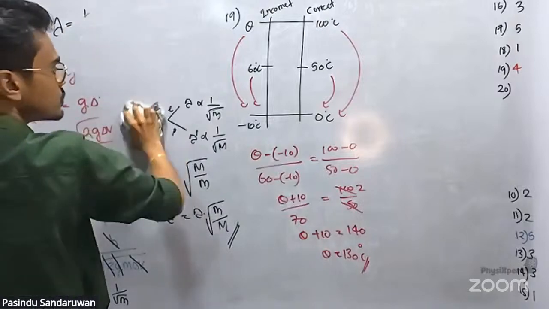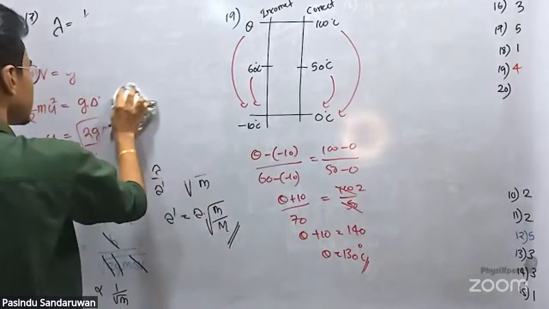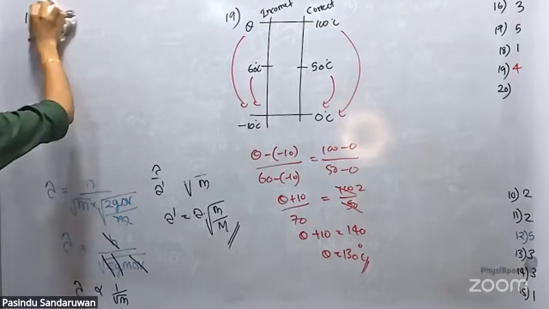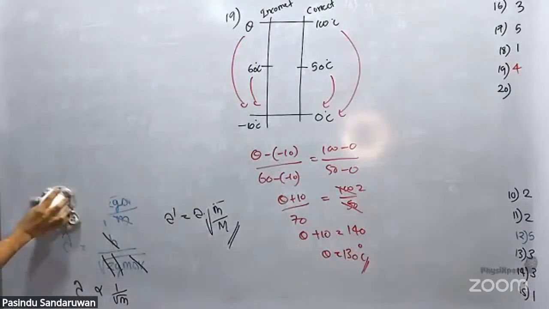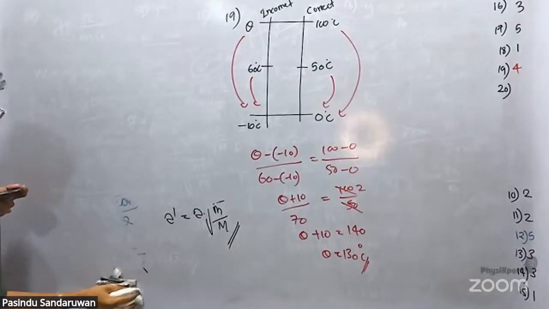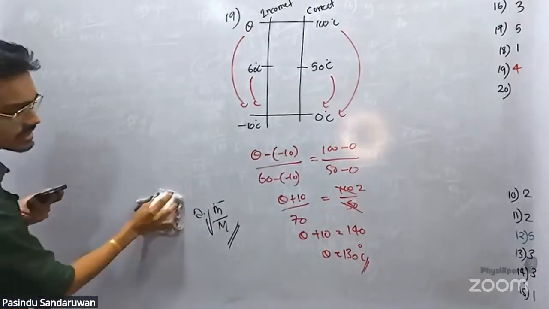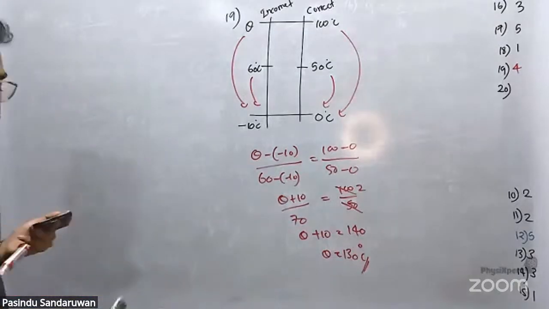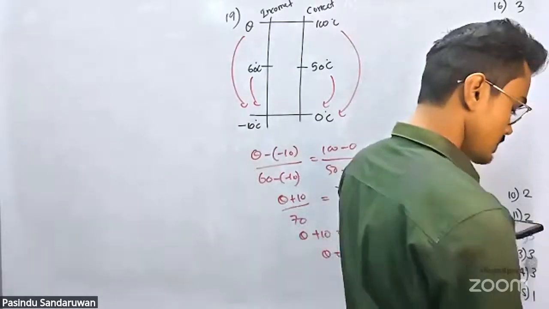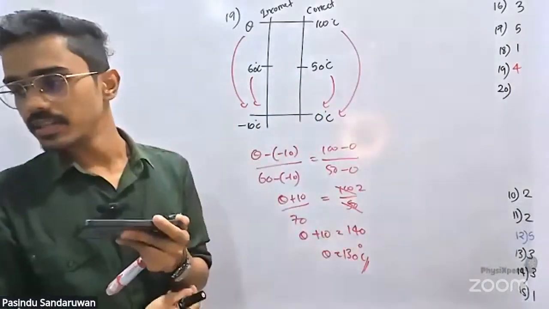So when it comes to incorrect thermometers like this, there's nothing to think. If you know the equation, if you know the method, that's a very much gettable mark, and this is one of the easiest types of questions we have in thermal. Very much gettable.